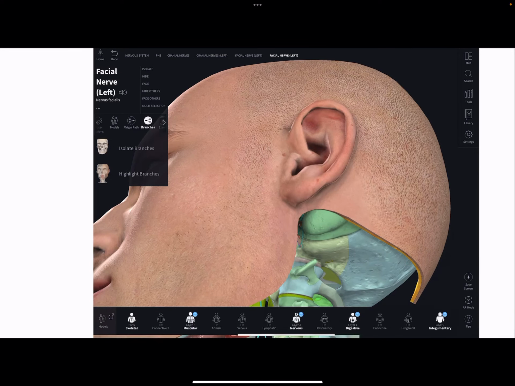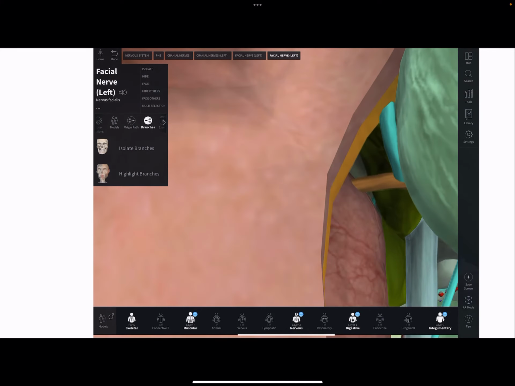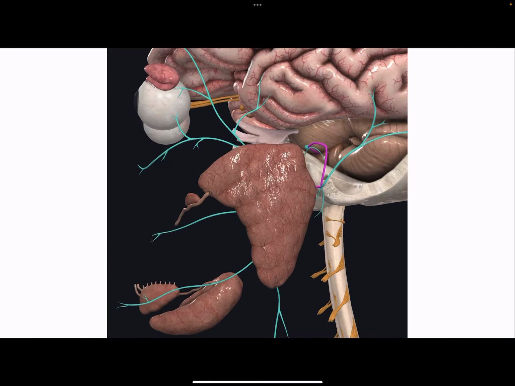So here we're just seeing a dumb picture. There you go. Proof. It goes right through the parotid gland. More proof. It goes through the parotid gland, but it does not innervate the parotid gland. It innervates most of the other glands, though.